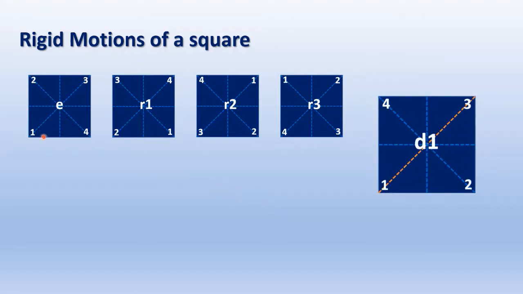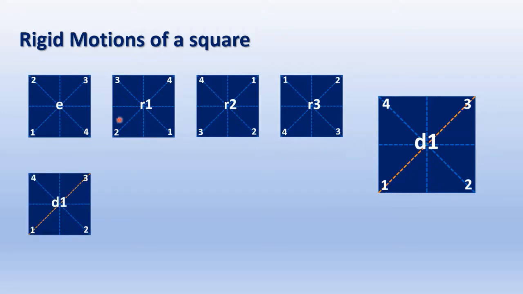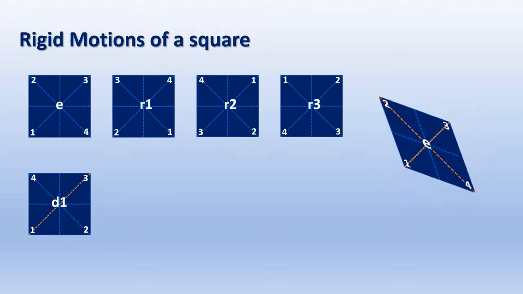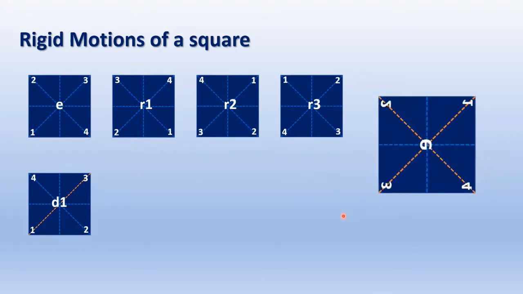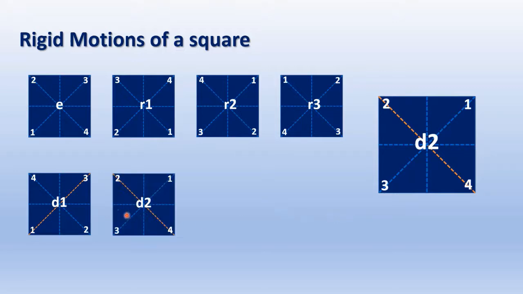So here we had kept this diagonal joining 1 and 3 fixed, and these two numbers have been interchanged. 2 and 4 have been interchanged as 4 and 2. Similarly, you can keep this diagonal joining 2 and 4 fixed, and we can flip to get the new labeling. So here 2 and 4 is fixed in this image E, and 1 and 3 are interchanged.